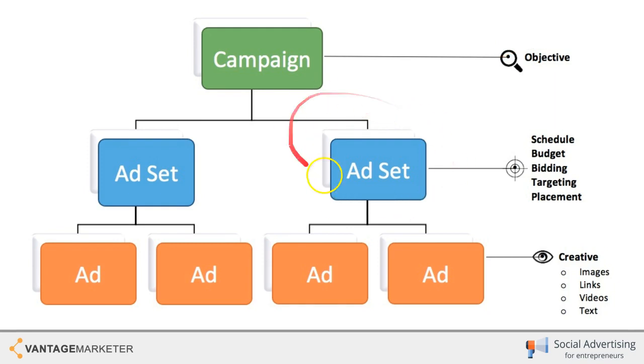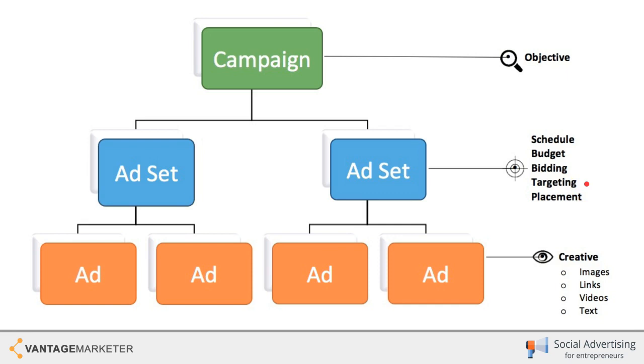Next, you have your ad set level. The ad set level is where we control the scheduling. So do we want our ad to run Monday through Friday, 9 a.m. to 5 p.m.? You control your budgeting from there. So how much money per day do you want to spend on the actual ad? We control our targeting. So who do we want to actually see the ad?